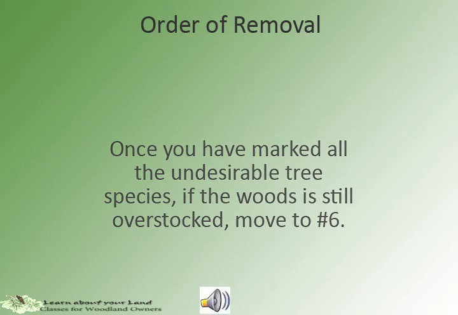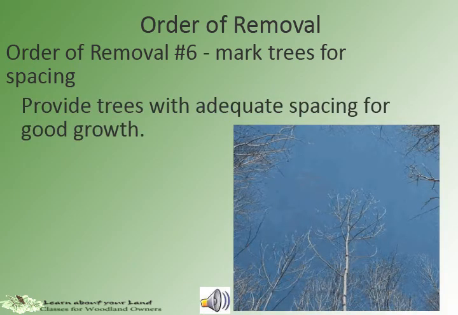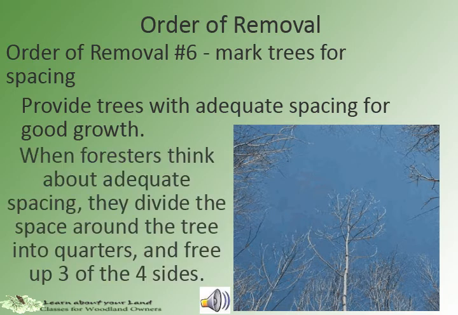There is one final step if your wood still hasn't reached ideal stocking, and that is to favor the spacing needs for trees. In this step, you would pick your best trees and remove trees on 3 of the 4 sides of that best tree. Looking at the crown of the tree in this picture, you can see the space that was opened that this tree will grow into.